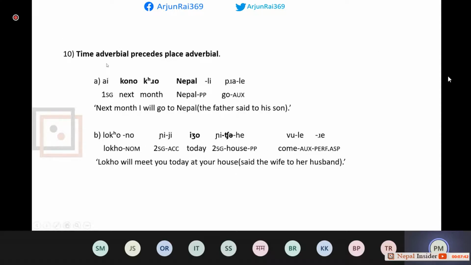Also, the time adverbial precedes the place adverbial. As we can see in examples A and B here, I konokro Nepal li prale. Here, konokro is the time adverbial, which is followed by the place adverbial, as we can see here, the place, which is Nepal.